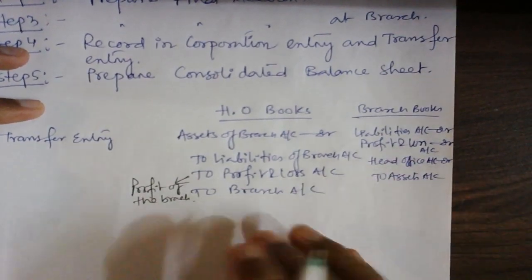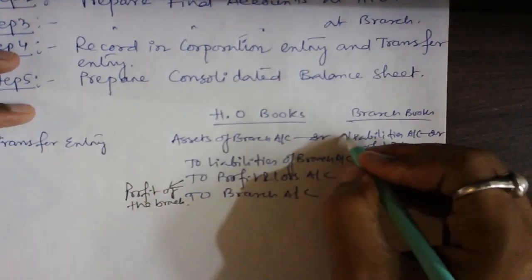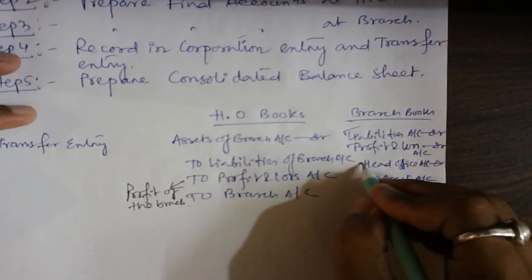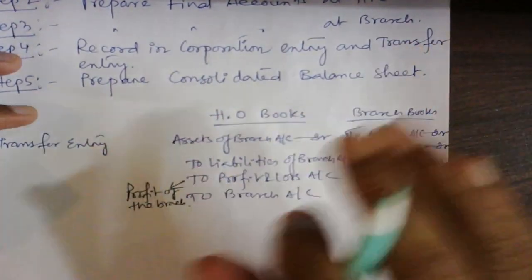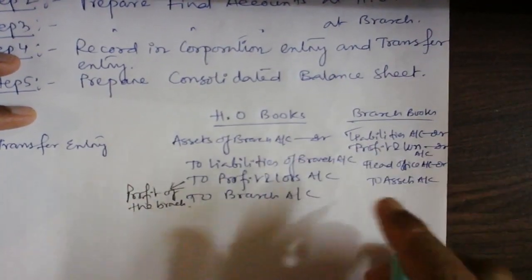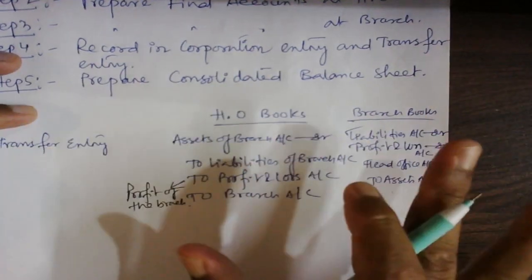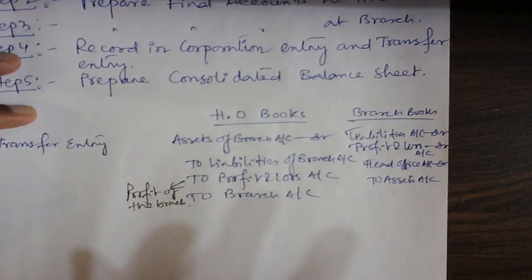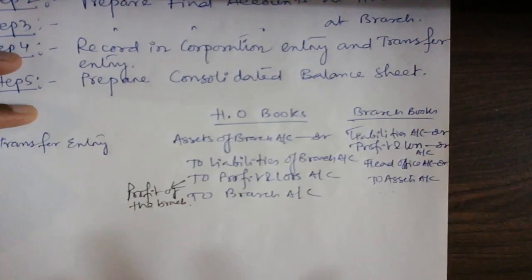Perfect. We can also transfer the HO account. So liabilities account, PL account and HO account. We have also transferred certain things to the HO. That's why HO is debited, and the assets are credited, which means all the things in the balance sheet as assets have been transferred to the HO account.